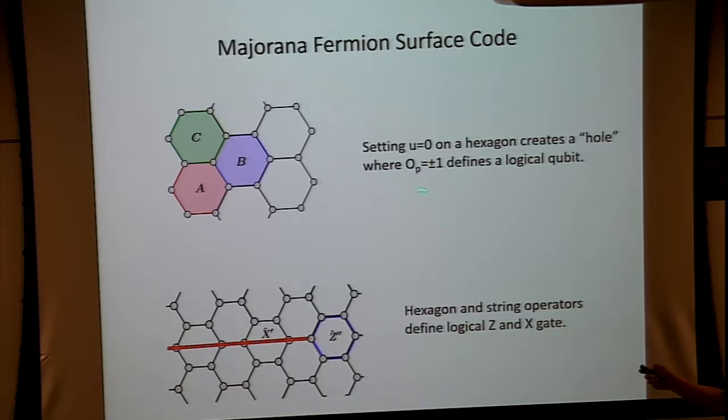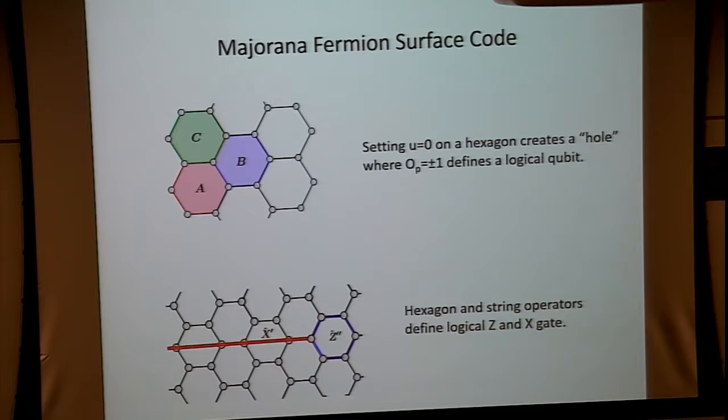And then a string operator that ends on this hexagon anti-commutes with this hexagon operator. So it flips between the logical qubit being 0 or 1. So this is like a logical X operator. The string operator acts as X gates, and the hexagon operator acts as logical Z gates. So it's like sigma Z and sigma X for a spin.